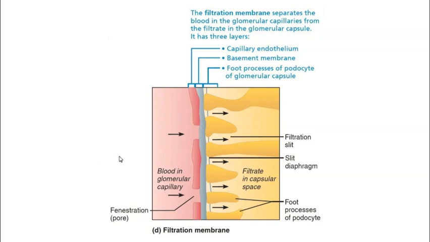So filtrate is able to pass through the pores, or the fenestrations, in the capillary wall, and go through the basement membrane. Even though the basement membrane is a solid structure, it really does not prevent fluid from getting through it. It's really only serving to prevent things like small proteins from getting through. And the filtration slits are, again, a small space between the foot processes of the podocytes that allow filtrate to flow from the capillaries in the glomerulus into the capsular space.